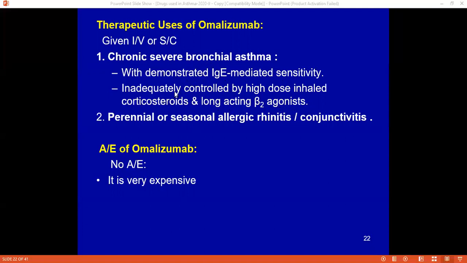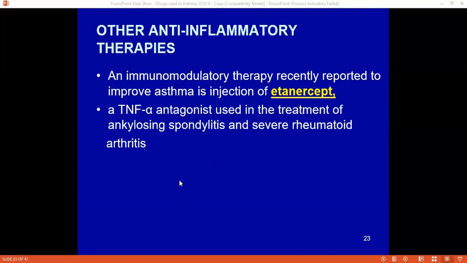Why do we say these are the preliminary conditions to give it? Because it is very expensive. But because the patient is having chronic severe bronchial asthma, we can relieve the patient from this situation by giving omalizumab. Perennial or seasonal allergic rhinitis and conjunctivitis can also be treated with omalizumab. There are no adverse effects of omalizumab except hypersensitivity reaction in patients who are already hypersensitive to many things. It is very expensive otherwise.